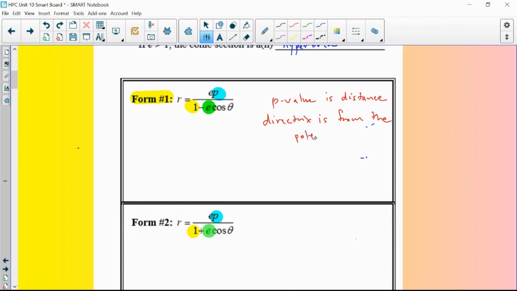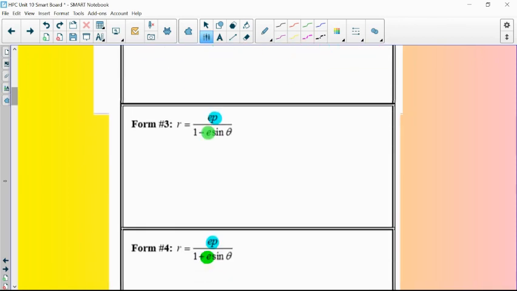Now, where do you draw this line? Because a directrix is a line. Where you draw this line is determined by your trig function. So if you have negative cosine, you would draw this in the negative x direction in terms of measuring. If you have positive cosine, then you would draw the directrix in a positive x direction.